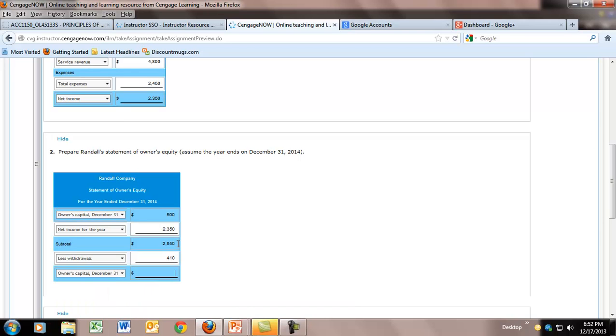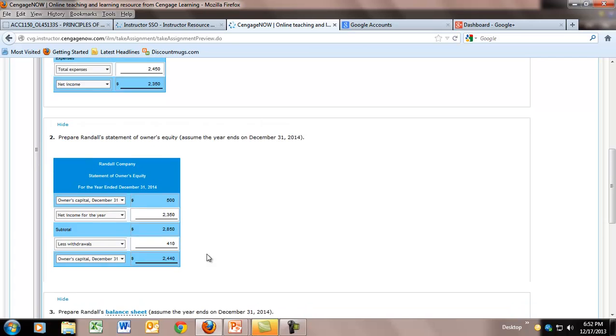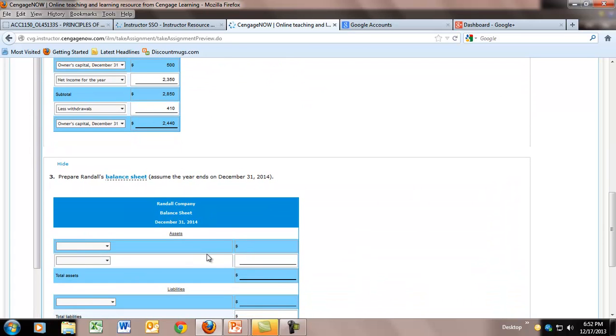So I take my subtotal calculated previously minus the amount of money that was taken out by drawing, and I end up with $2,440 for my ending capital. Now again, it's important that I prepare the statement of owner's equity second, because I need my owner's capital in order to filter down to my balance sheet.